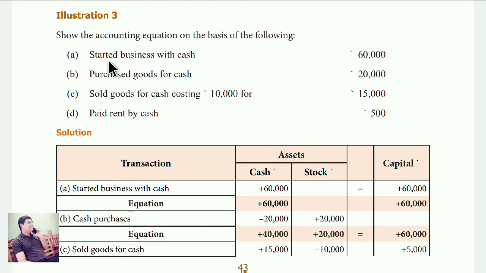Now see the first line, started business with cash. So what is the journal entry? Normally, cash account debit to capital account. So you write the question as it is, started business with cash. In cash write plus 60,000, then capital 60,000 in the same line. Then put the margin up to this, then write the same 60,000 down, so the total is 60,000, 60,000.